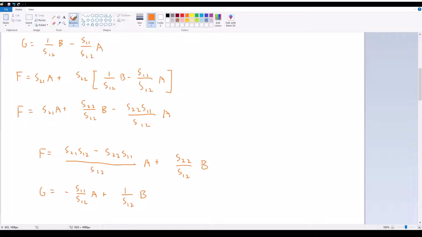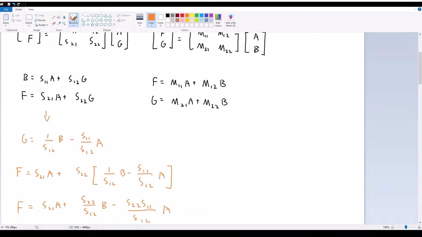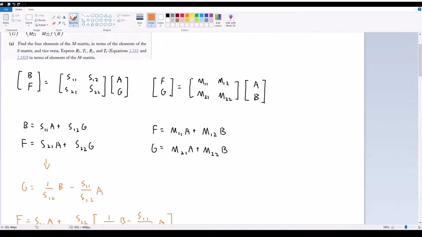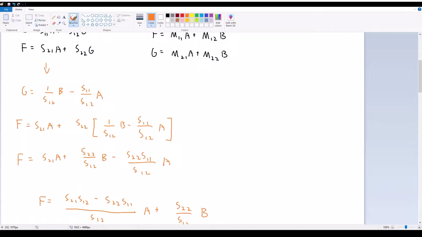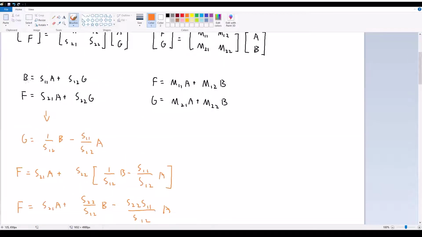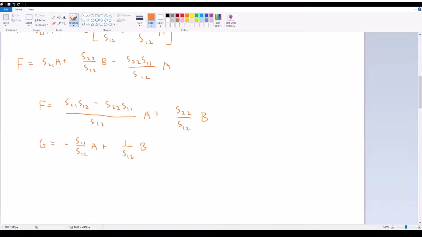Okay, so now, at this point, what we've done basically is we've taken this original system, which is in terms of this scattering matrix, and we've rewritten it in the form of FG equals AB. Because if we look here, originally we have B and F in terms of A and G, and now we have F and G in terms of A and B.